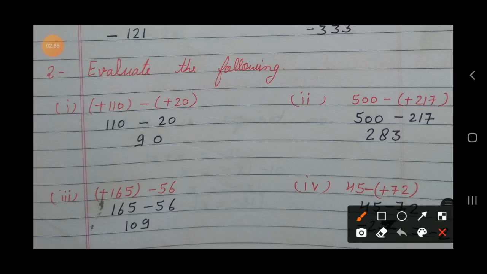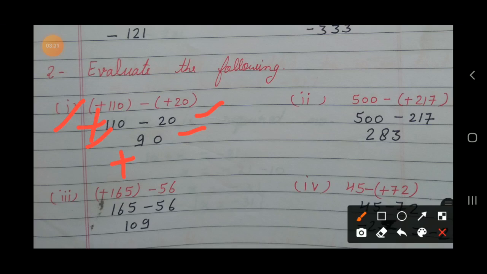Come to this, evaluate the following. First part, plus 110 minus plus 20. Yes, 110 minus 20. Subtraction will be there and answer will come with positive sign. Yes, here the bigger number is 110, which is having a positive sign. It means the answer will go with bigger number.